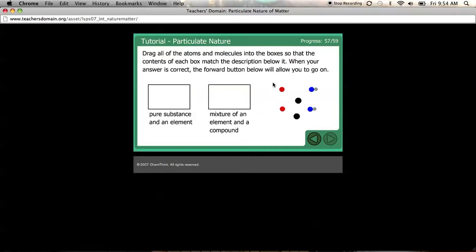Okay, so this one, we need to drag all the atoms and molecules into the boxes so that the contents of each box match the description. So this should be a pure substance and an element. This should be a mixture of an element and a compound. So I know that one type of element is going to need to go in here, and another element is going to need to go in here. Okay, now this is a pure substance and an element. This is an element, but it also needs a compound. Okay, and then I should be good to go.